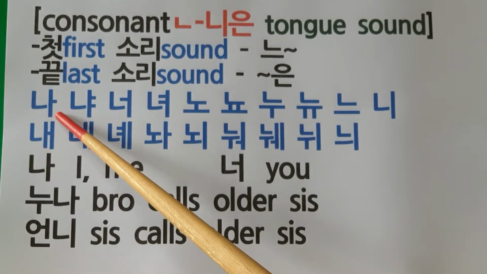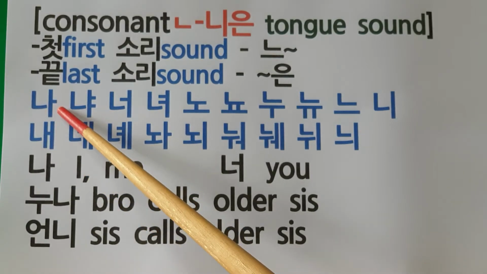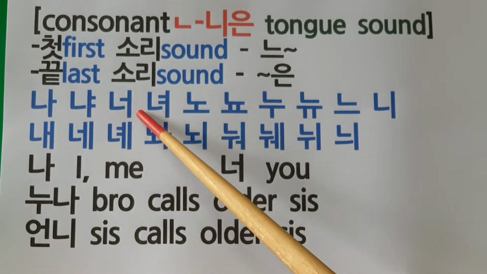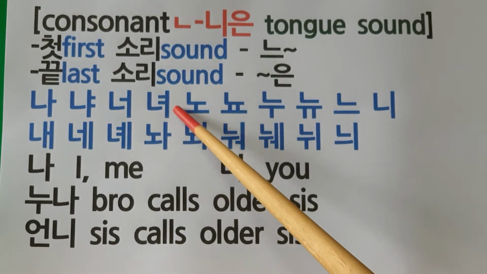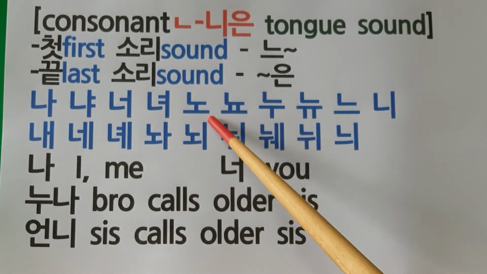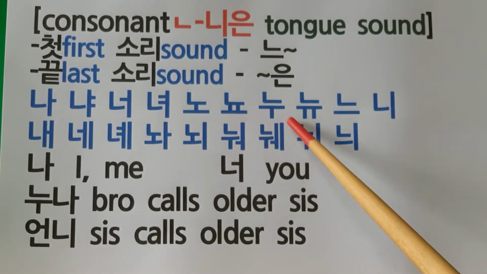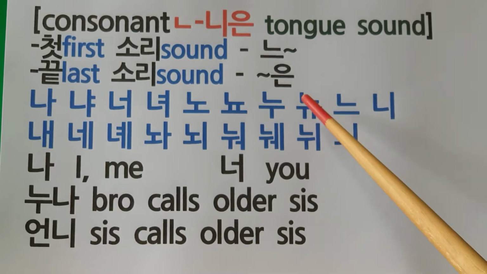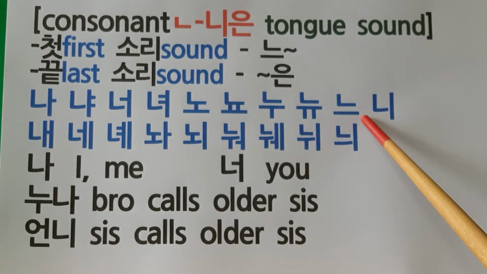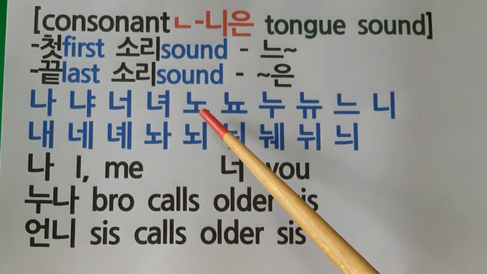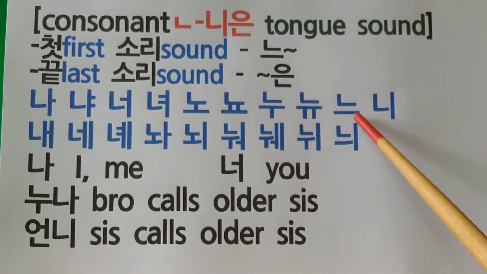Consonant and vowel. Let's practice. I put it together here. Na, nya, no, nyo, nu, nyu, ni. 나냐, 너냐, 노뇨, 누뉴, 느니.